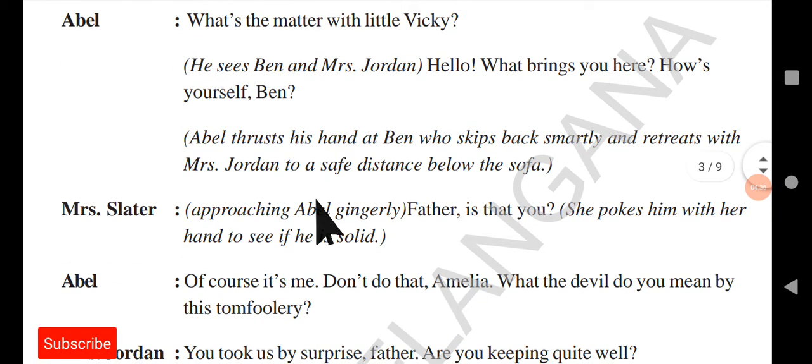Next, Abel Meriwether thrusts his hand, and Ben skips back smartly and retreats with Mrs. Jordan to a safe distance below the sofa. When the old man comes down, he tries to shake hands with Ben. But Ben is completely afraid. He doesn't want to touch him, thinking he might be a ghost. So he maintains some distance, going beside his wife, who is Elizabeth.